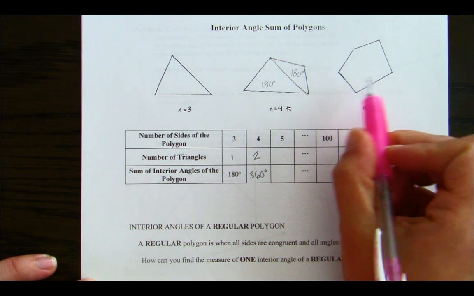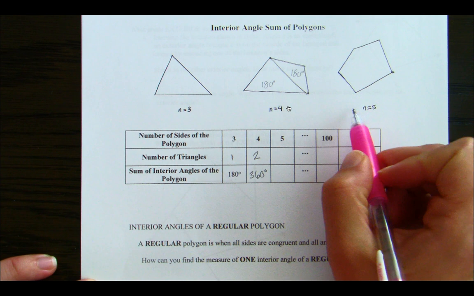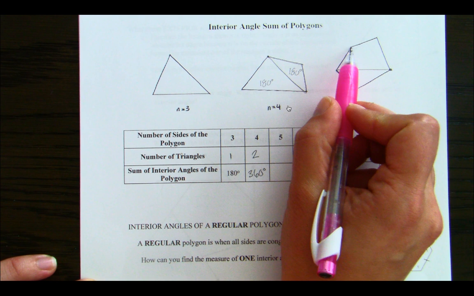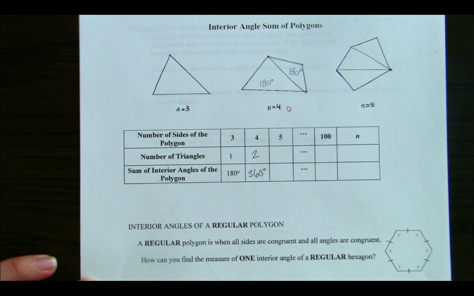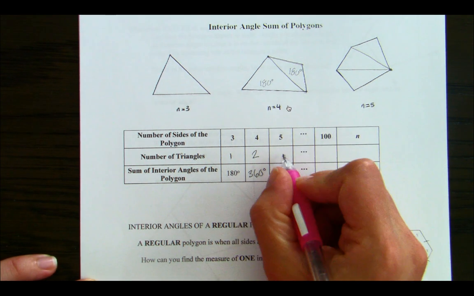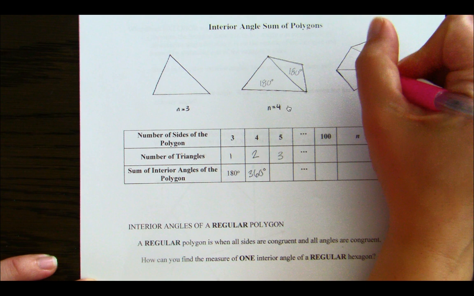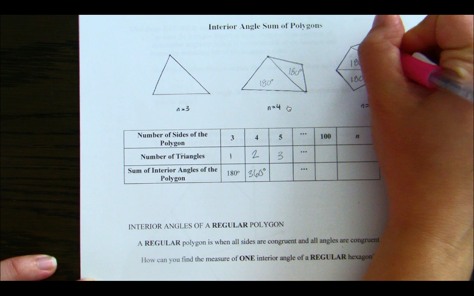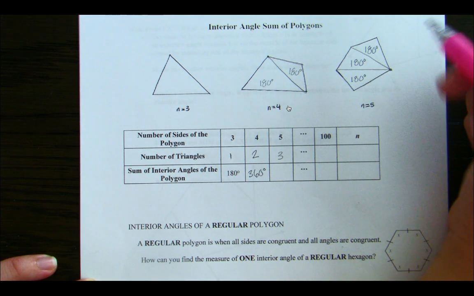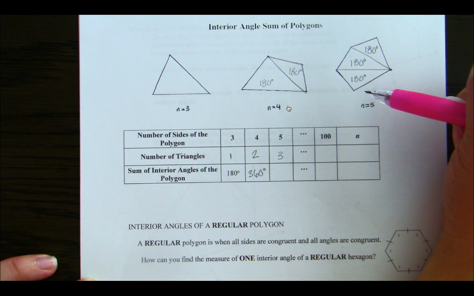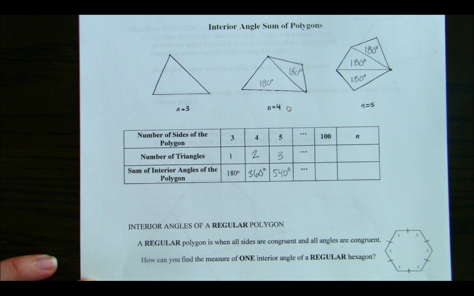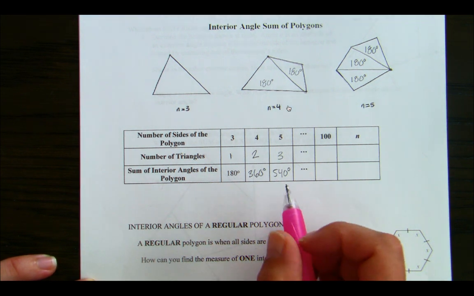So now we have a 5-sided figure. I'm going to pick one common point, and draw from each vertex and break it down. I need to figure out how many triangles I have, and by doing it this way, I have 3 triangles. This has 180 degrees, this has 180 degrees, and this also has 180 degrees, which means I have 3 times 180 degrees, which gives me 540 degrees.